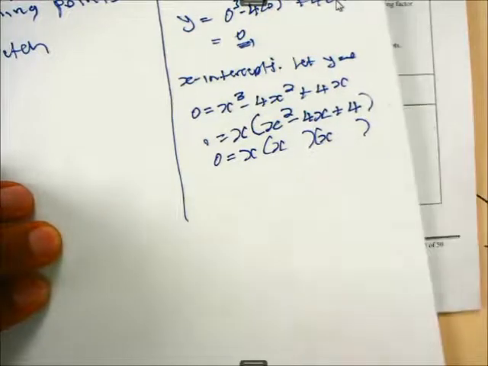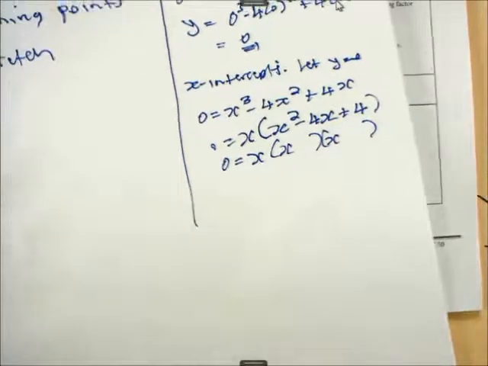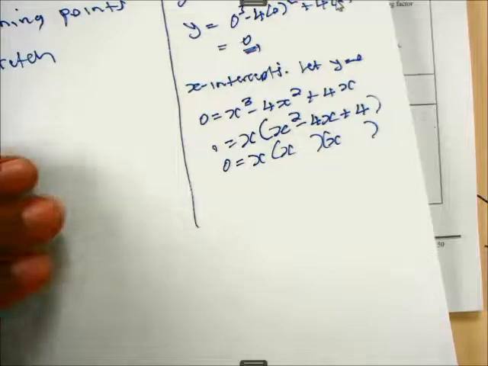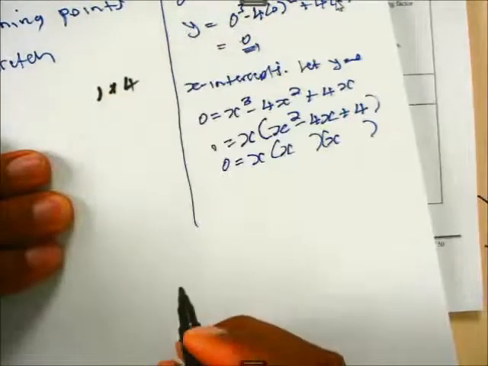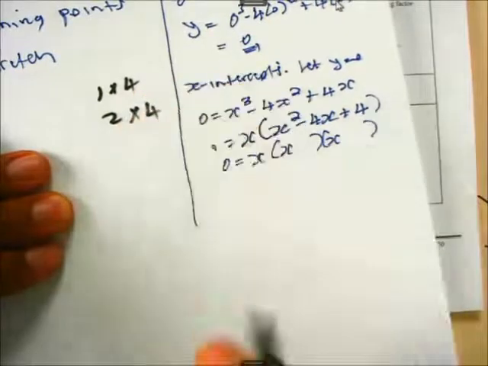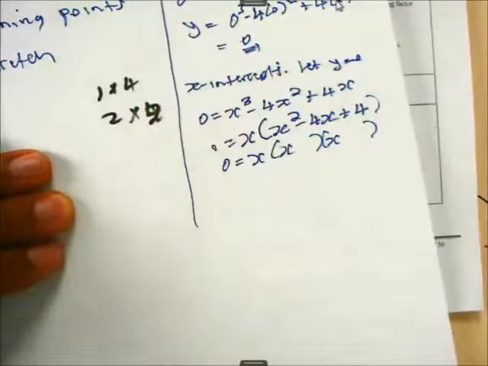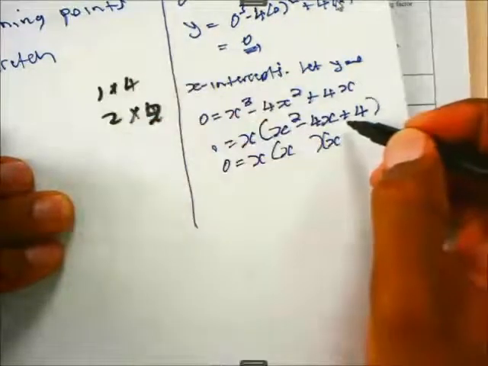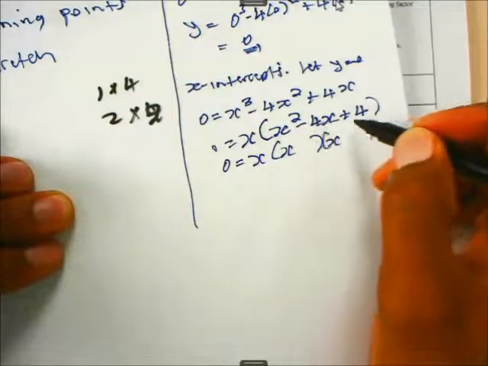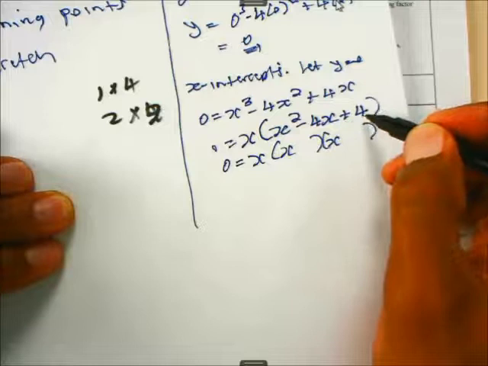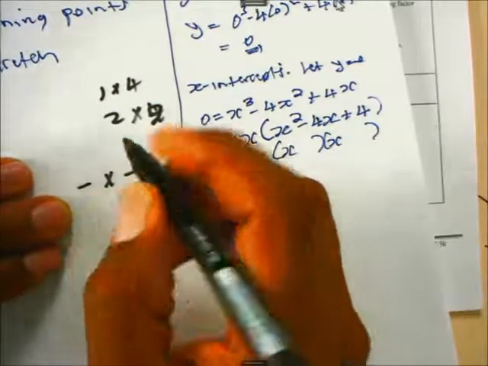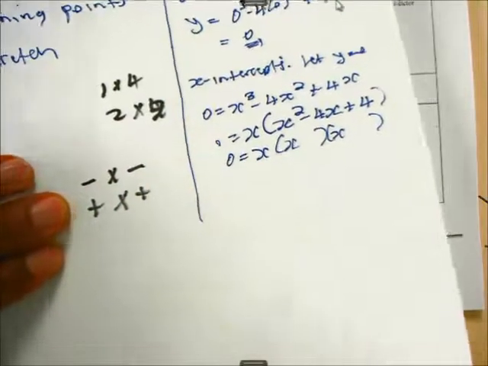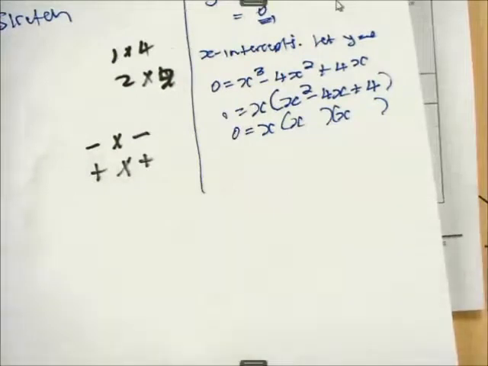Now, what are the factors of 4? Factors of 4, of course, is what? It's 1 multiplied by 4. That is the first one. And then the other one will be 2 multiplied by 2. Of course, between these two, you must choose the one that when you add, it gives you 4 because you have a plus 4 there. If it's a plus, it means you either have a negative times negative or a positive times a positive. If the signs are the same, then you are going to add those numbers, right?